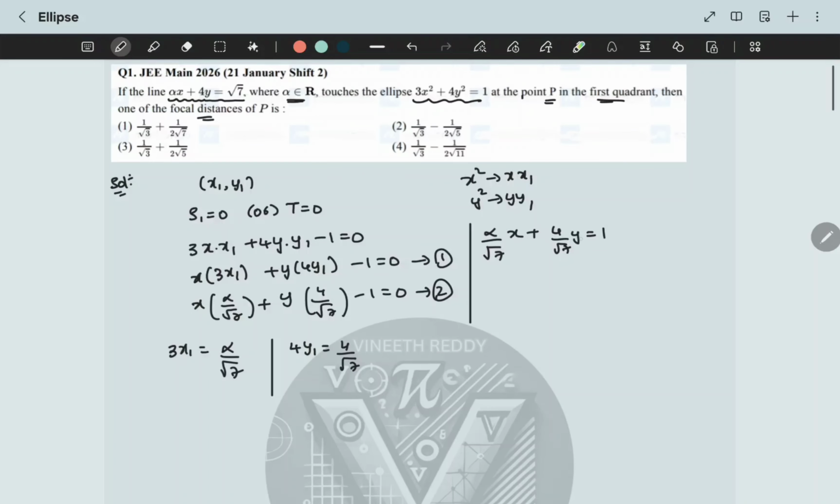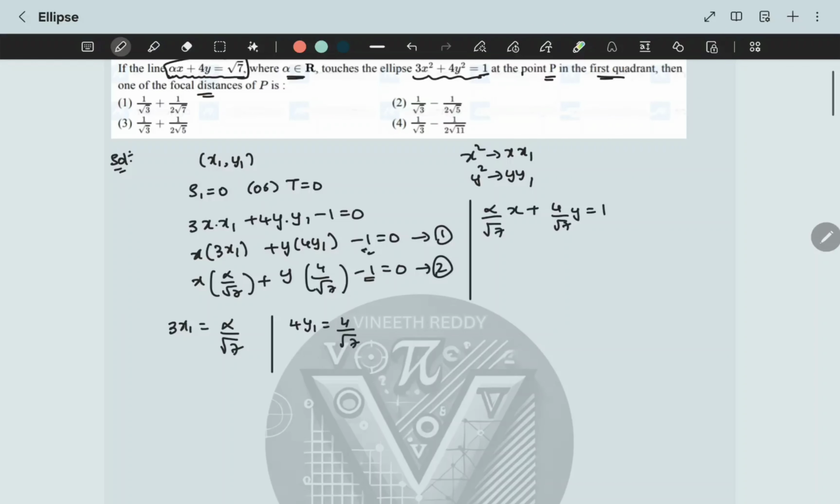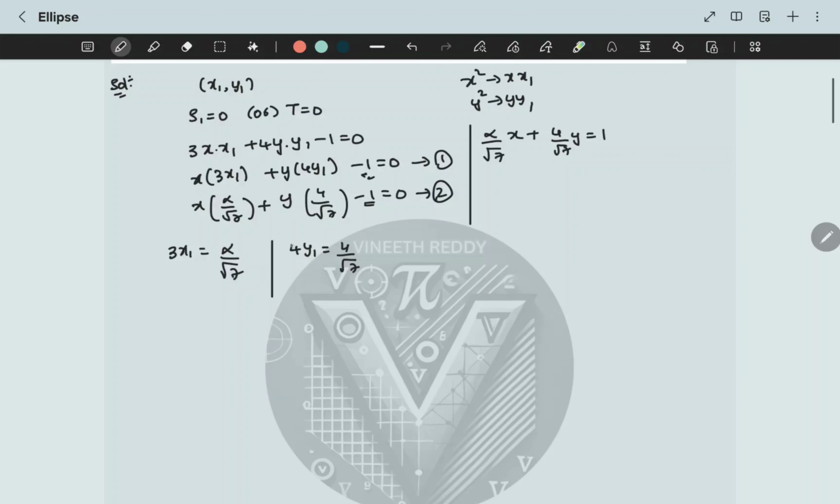So dear students, most of you will directly try to compare by bringing root 7 to the left hand side, that means alpha x plus 4y minus root 7 equals to 0. If you compare the coefficients of x and y like that, you will get an incorrect answer, because the constant should be made as minus 1. The constant should be made as minus 1, then only you can compare. Is that clear? So y1 will be equal to 1 divided by root 7.